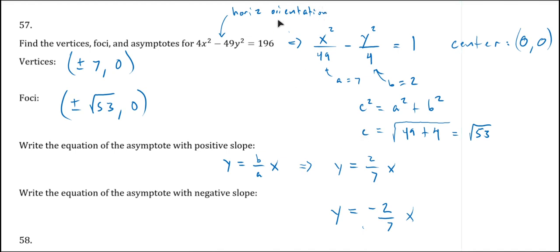Now, because this is horizontally oriented and we can see the center, no h and k, so this is at 0, 0, we're going to want to go left and right by 7 units to get to my vertices. And where are my foci? Well, we need the Pythagorean theorem to tell us that, right? And we get square root of 53. So my foci are also going along the same axis, right?